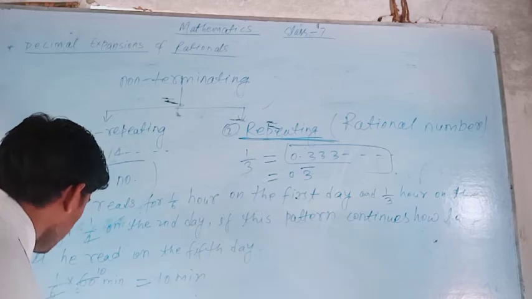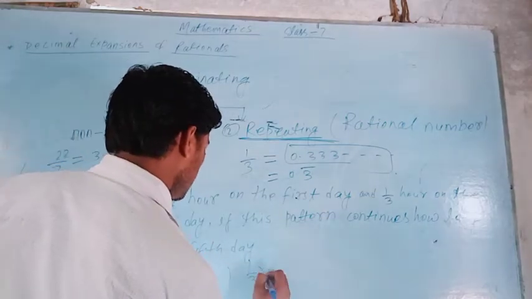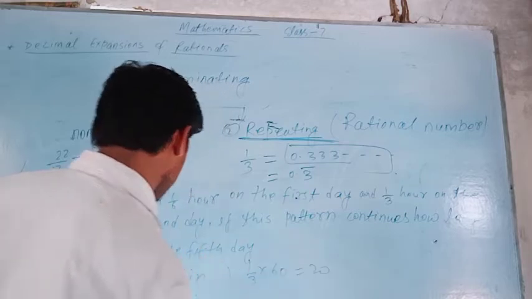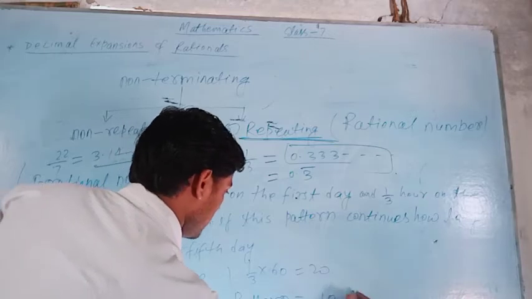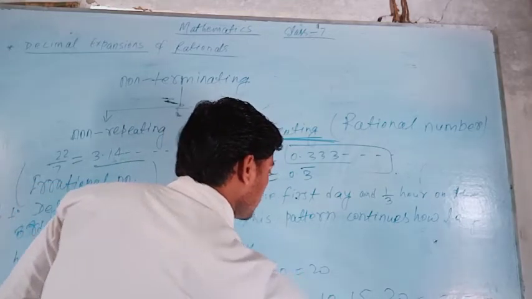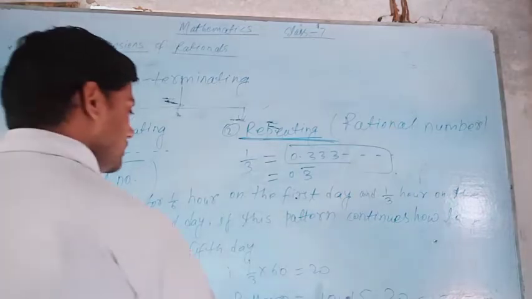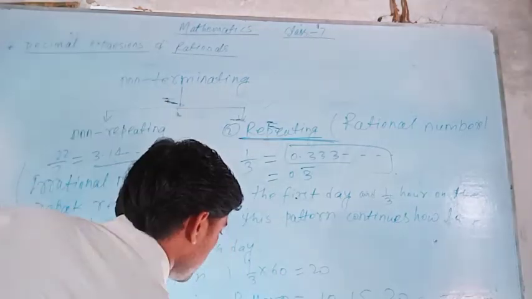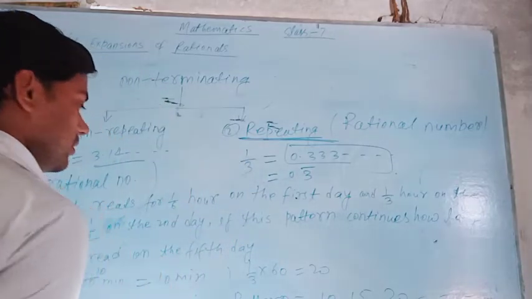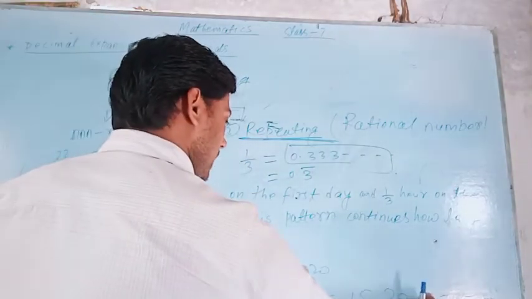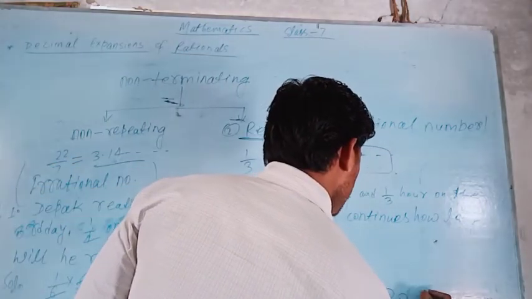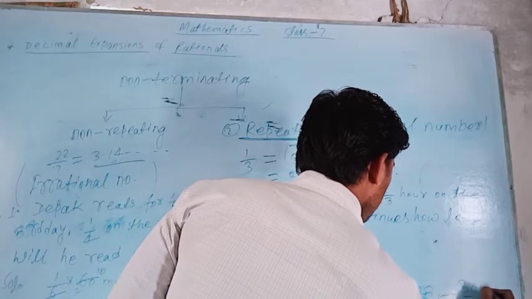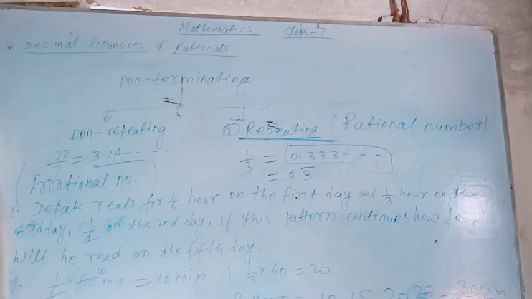Third day, 1 upon 3 into 60 is equal to 20 minutes. So the pattern is 10, 15, 20 and so on. Each term differs by 5. So here the difference between terms is 5. So on the 4th day 25 minutes and on the 5th day 30 minutes. He will read on the 5th day 30 minutes.